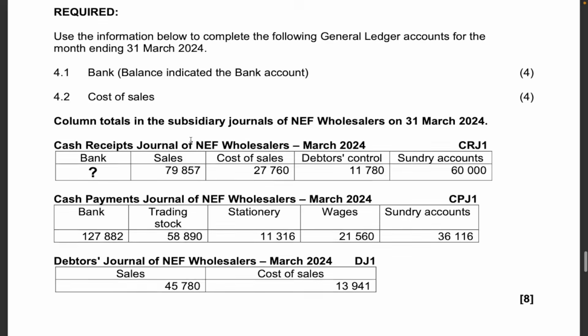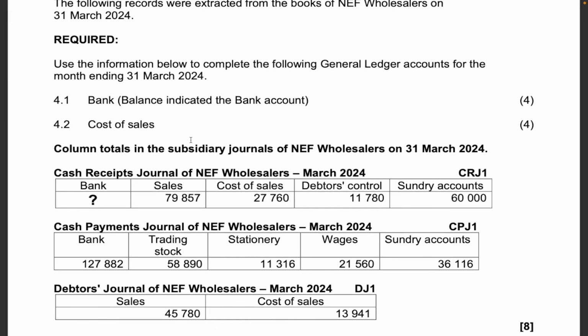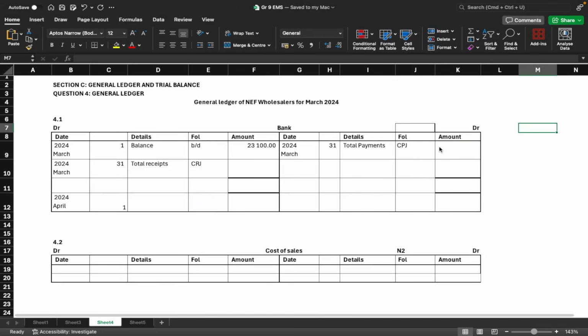And so we are given information here, and as usual, we're given the answer book where we have to just fill in the information that's missing. Here we are given 4.1, and we have to do the bank T account, and 4.2 the cost of sales T account. Now, what you should know already is that the bank account is an asset account, and our assets increase on the debit side. So whatever money comes into the bank account, we put it on the debit side. Whatever money goes out of the bank account, we put it on the credit side. Okay? And cost of sales is an expense account. It increases on the debit side as well and decreases on the credit side.